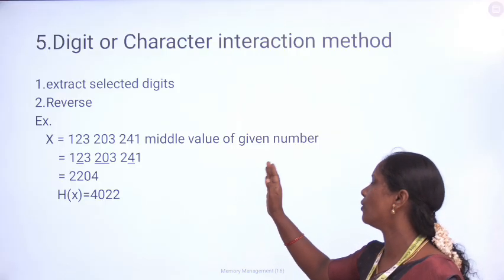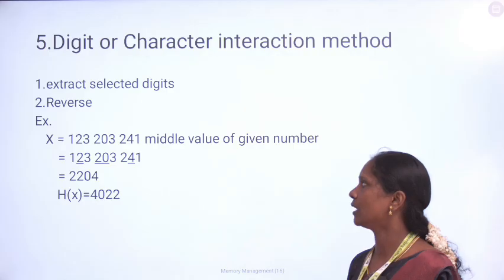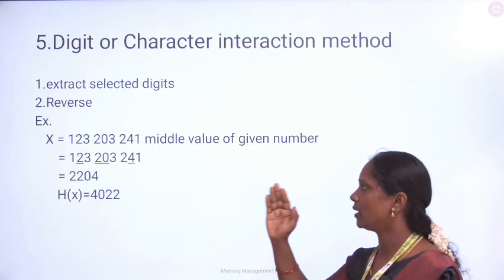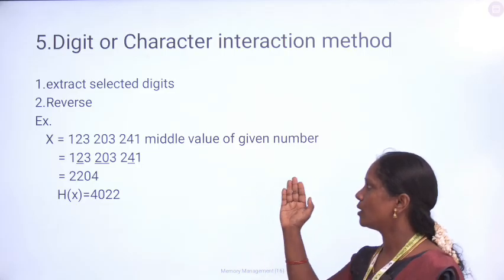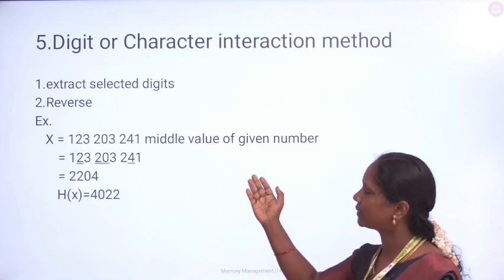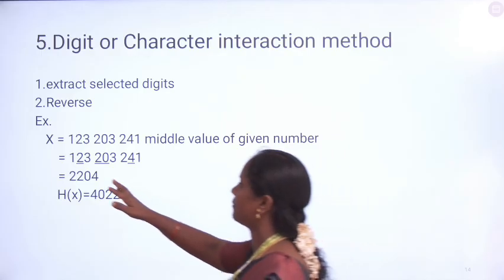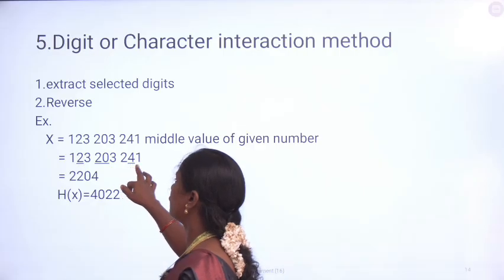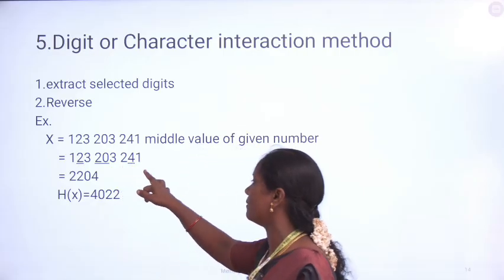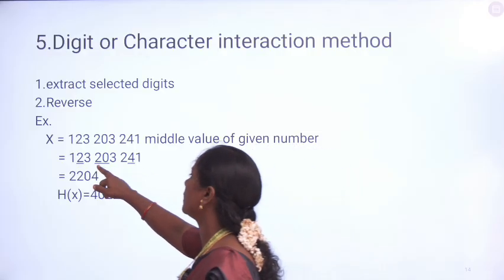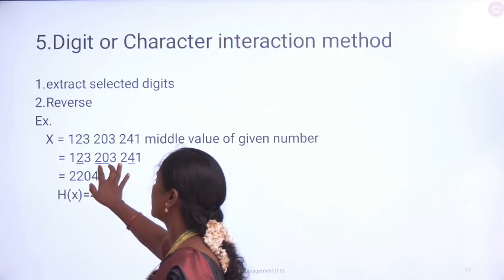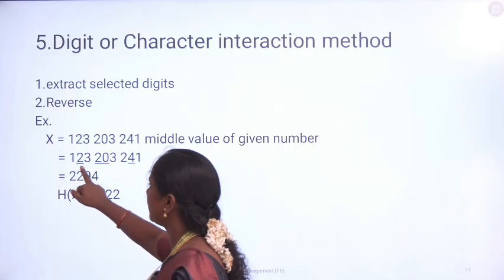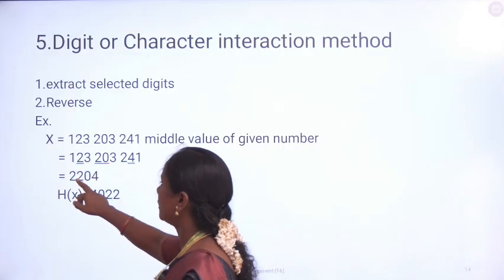This is for the middle value of the given number, and then we extract the selected digits. So we extract 123, 203, 241. For 123 the middle value is 2, and for the last value, 241, the middle value is 4. Next, 203: the middle value, so we can take 20 or 03. Here we take 20. Finally we add each and every middle value: 2204.